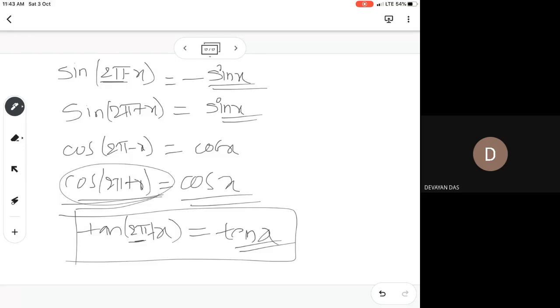Okay, did you get my point? So the remaining formulas we will learn in the next class. Already it is late and I'm having another class also. But I want everyone to learn all the formulas we have learned till now.